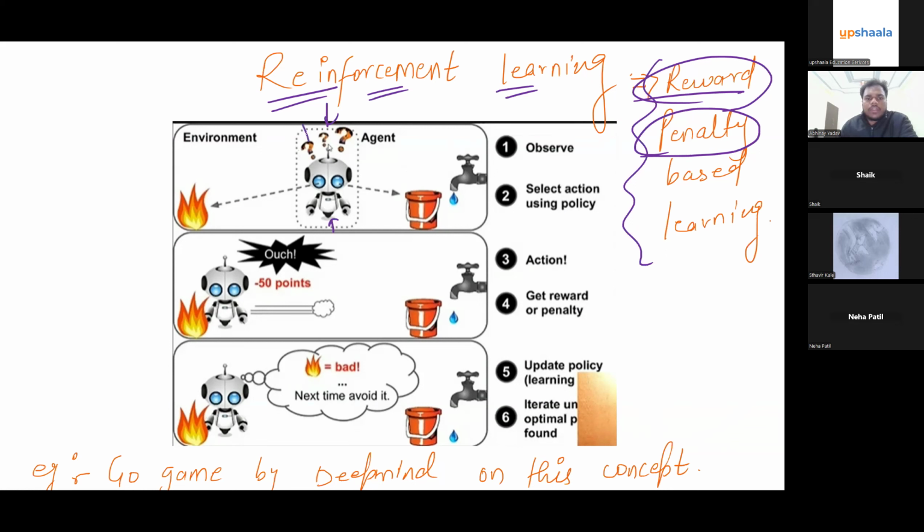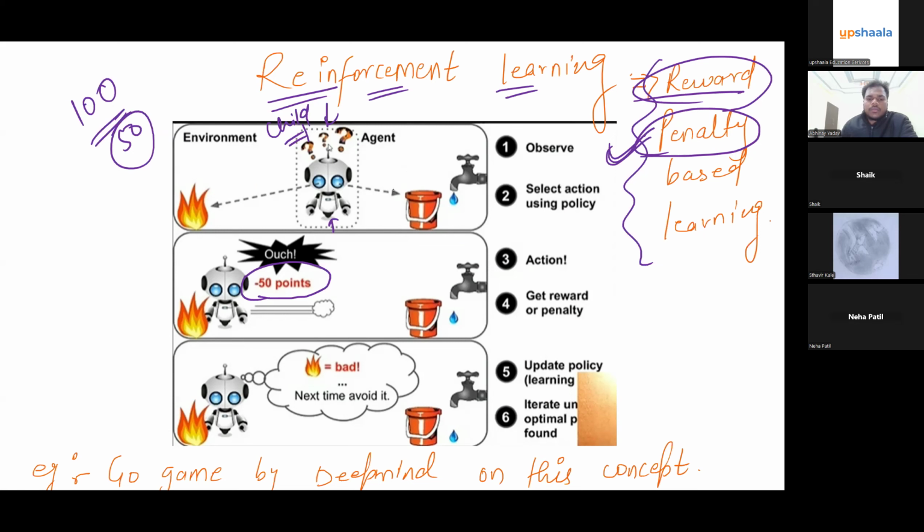Just suppose this is a child who does not have any kind of knowledge. When he goes toward the fire, minus 50 points will be deducted. Suppose he is having 100 points, and he knows this is the 100 points. 50 will be deducted, and that will become 50. So he basically gets to know that 50 points have been deducted, which means some penalty has been imposed.